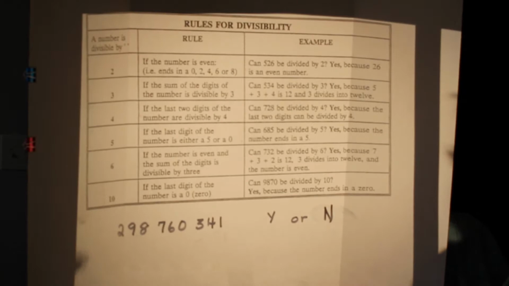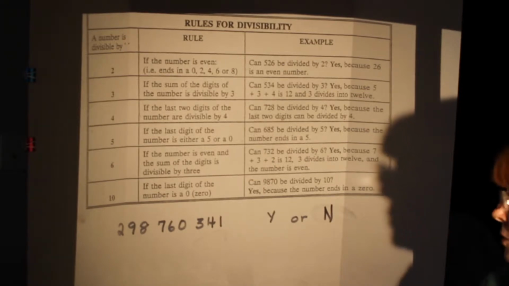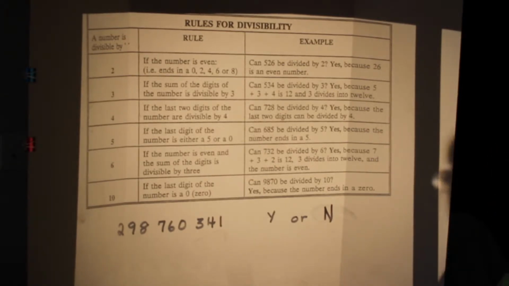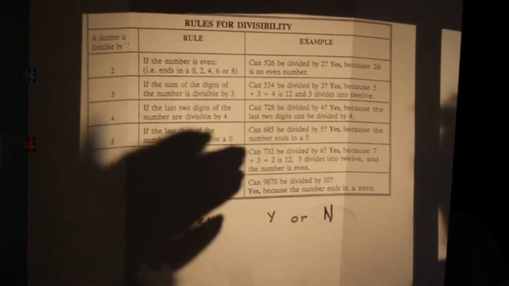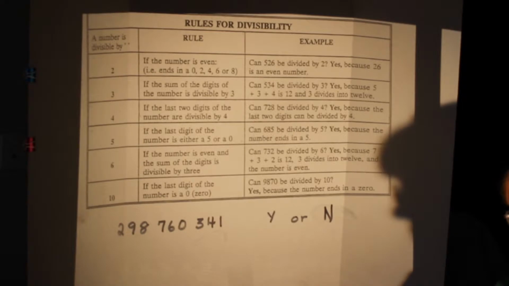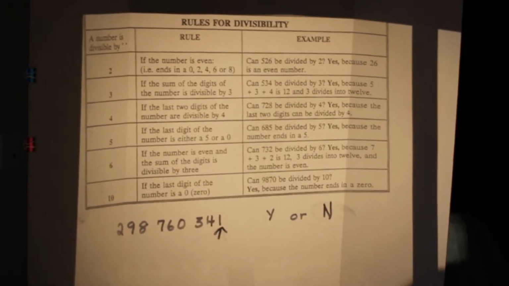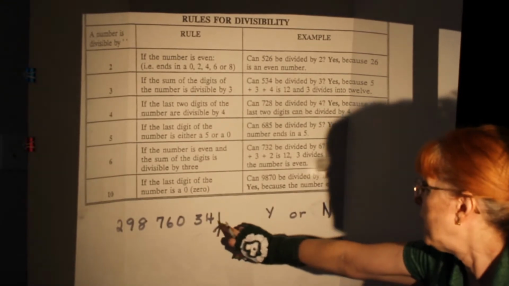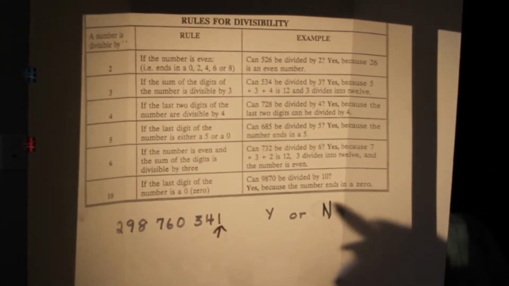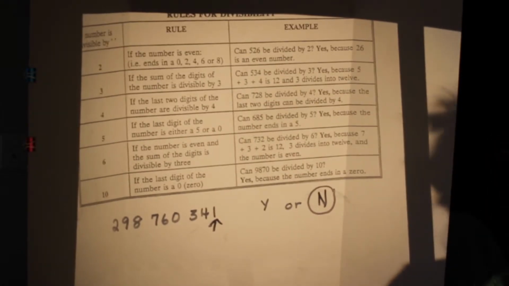So you're looking at this example way down here. And then you look at 298,760,341. All right, so is it even? Yes or no? Looking at the very last number, the last number is a 1, therefore it's not even. It's not going to work. So it's a no. We'll take a look at some of the other rules.